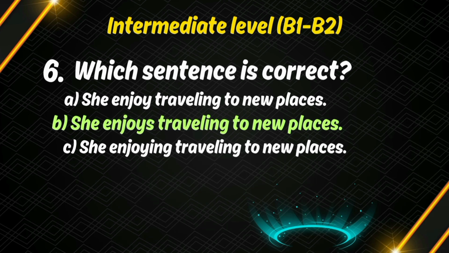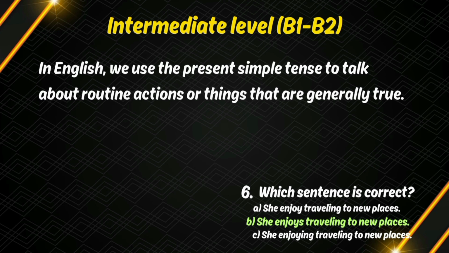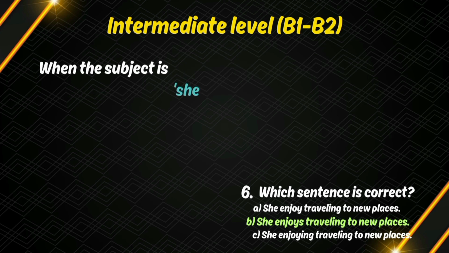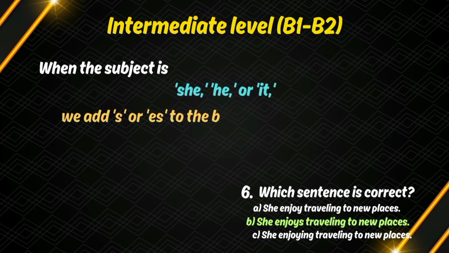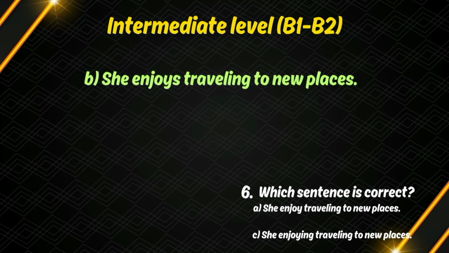The correct sentence is, she enjoys traveling to new places. In English, we use the present simple tense to talk about routine actions or things that are generally true. When the subject is she, he, or it, we add s or es to the base form of the verb. For example, she enjoys, he enjoys, and it enjoys. In the sentence, she enjoys traveling to new places, she is the subject, so we use enjoys. It means she finds joy in traveling to new places. So, the correct sentence is, she enjoys traveling to new places.